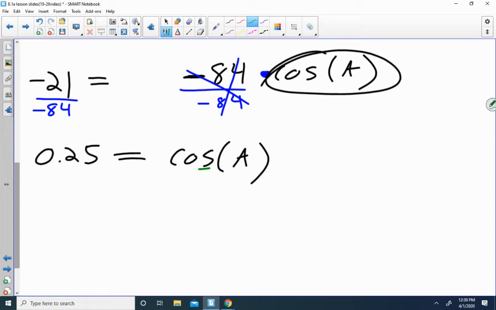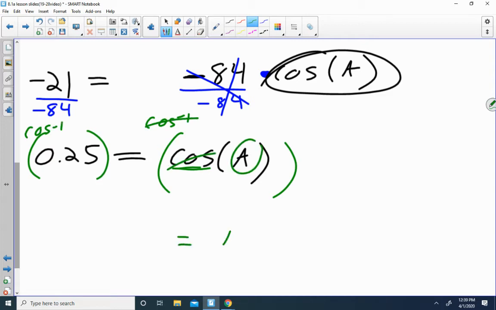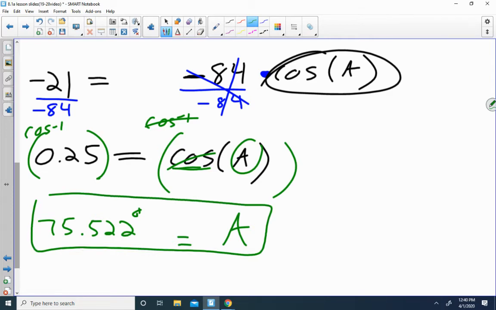I just got to get rid of that cosine. And you guys know how to do that. Inverse. Take the inverse, cosine inverse of both sides, and that will get big A all by itself. Now you just got to do cosine inverse of 0.25. And make sure it's in degrees. And when it's in degrees, your A should be 75.522 degrees. And there you go. That is your big A.